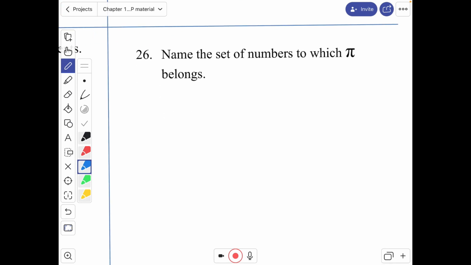26. Name the set of numbers to which pi belongs. Pi is irrational. And if it's irrational, it is also real.